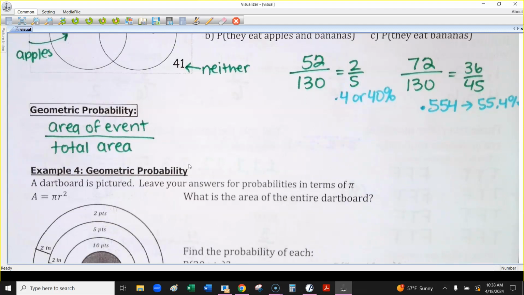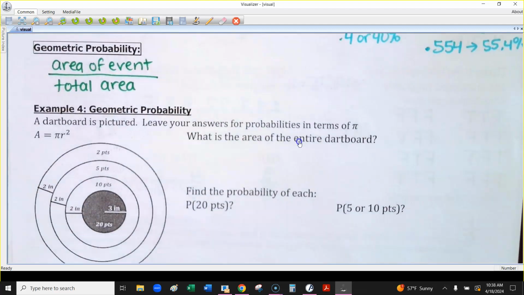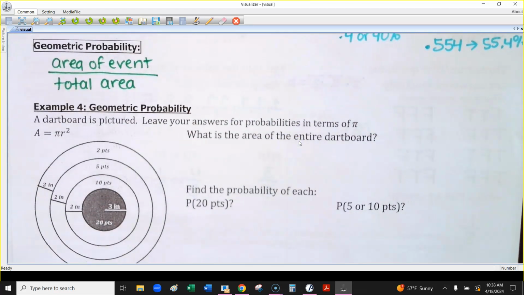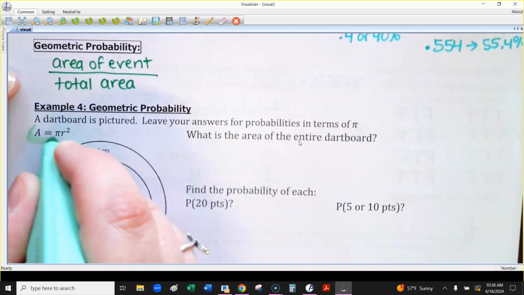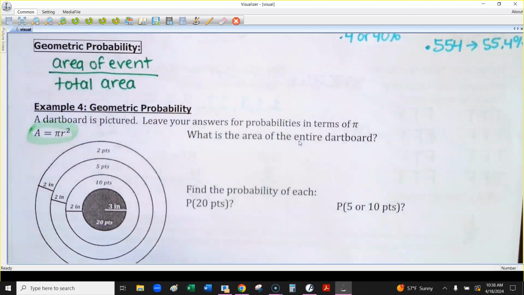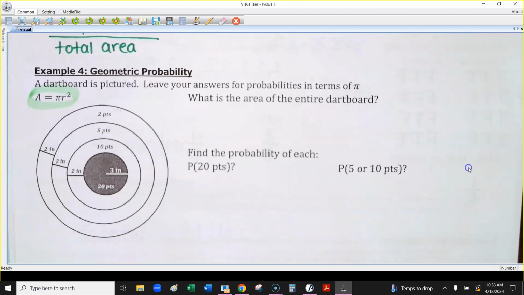Okay, now let me scooch this up. Just to remind you guys, because this is dealing with a circle, if you forget this from geometry, I'm just putting this here. Area of a circle is pi r squared. And these questions, it's going to ask you to leave your answer in terms of pi. So we're not actually going to multiply by pi. It'll make the answers look a little bit nicer. And it's kind of a complicated looking little dartboard here.